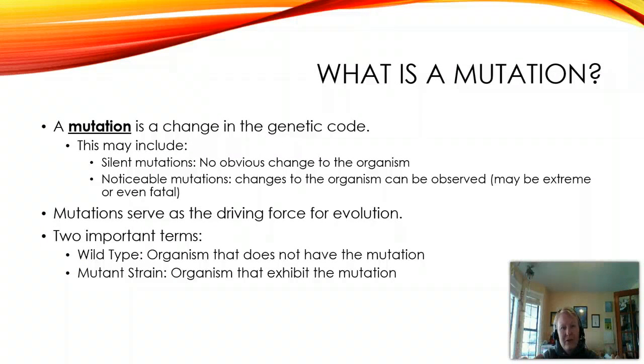So first of all, what is a mutation? A mutation is any change in the genetic code. This can be a silent mutation, meaning that there's something that has changed in the genetic code, but we don't know about it. And this is really common in humans, for instance. We all have a lot of different changes to our genetic code that may or may not actually have any kind of outward impact. So that's a silent mutation.